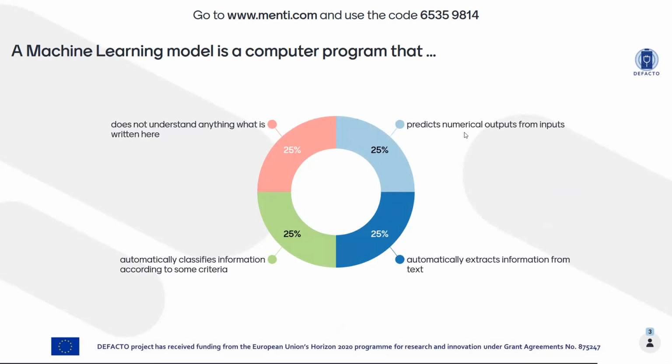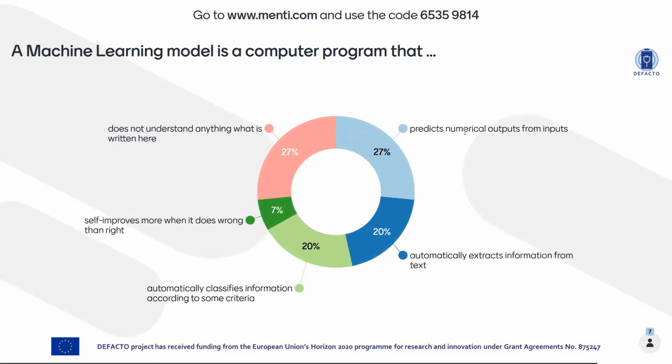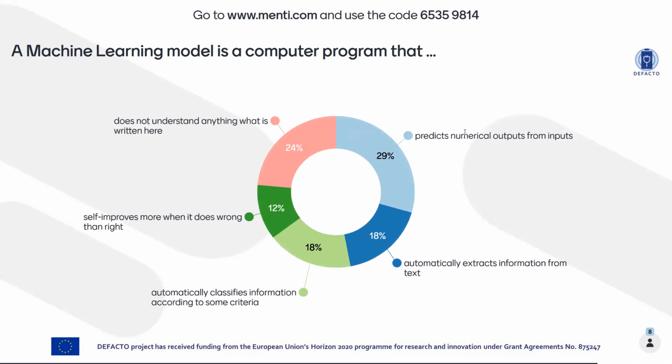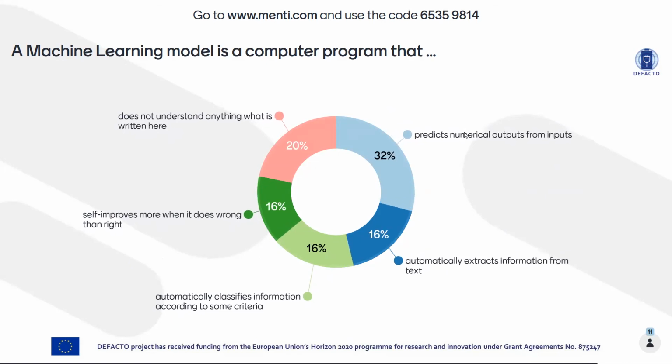Okay, nice. For now it's 25 for each, okay, and 40. Yes, true. For now, we have 7 people, 8 people voting here. Yeah, we see that most think it doesn't understand anything of what is written here.